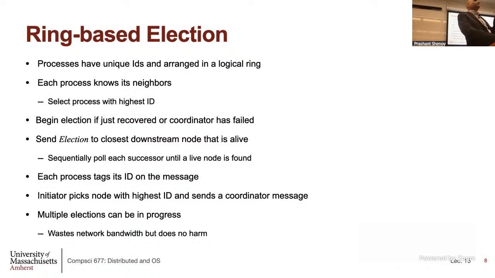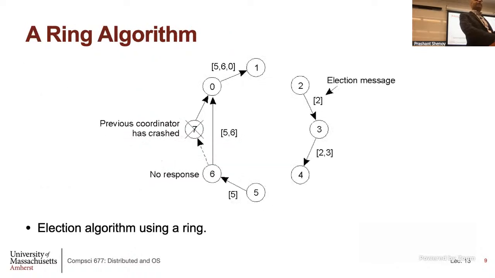Okay? And so this message is going to circulate through the ring. Each node that has received the message would have added its ID to the ring. So when the message comes back to the initiator, it has a list of all the nodes that are alive in the ring, and it's going to pick the highest ID one and declare it to be the leader.